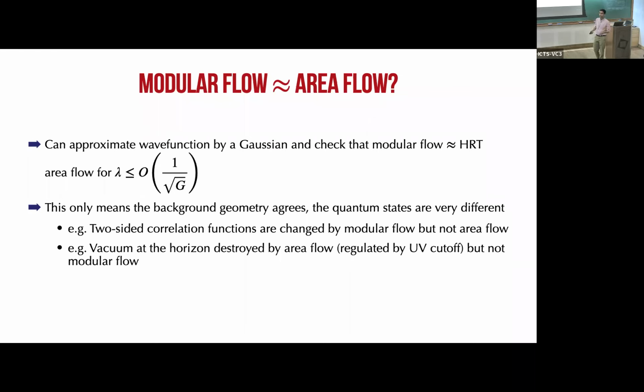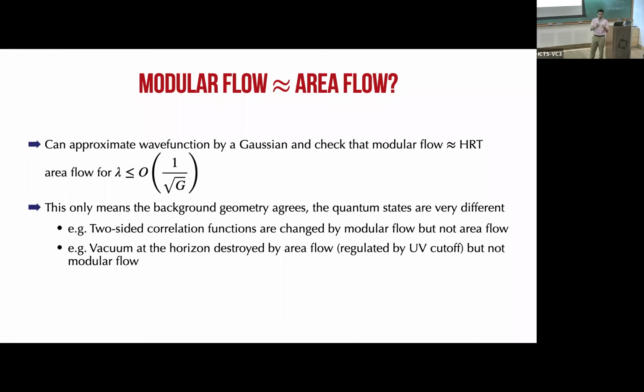On the other hand, the vacuum at the horizon, which was Suvrat's comment, is destroyed by this area flow because what's smooth is the sum over A over 4G. So this A over 4G creates this kink, and that's destroying the vacuum because you've destroyed the Minkowski structure of the vacuum near the RT surface.